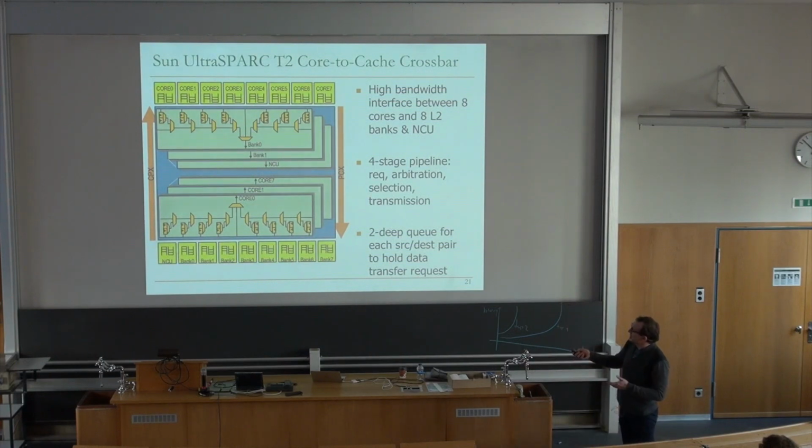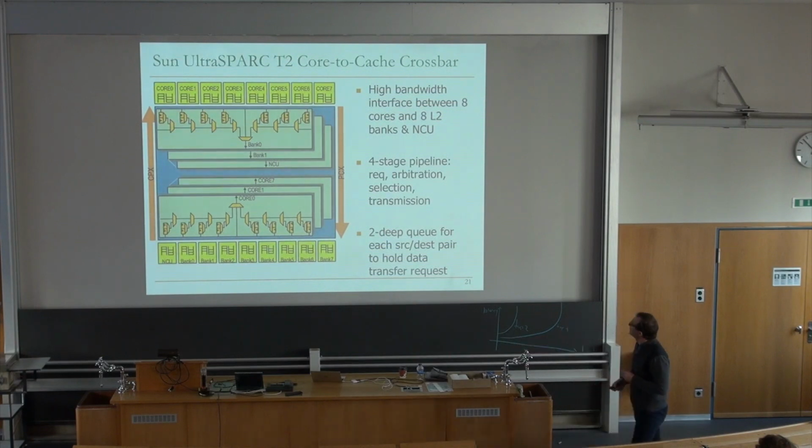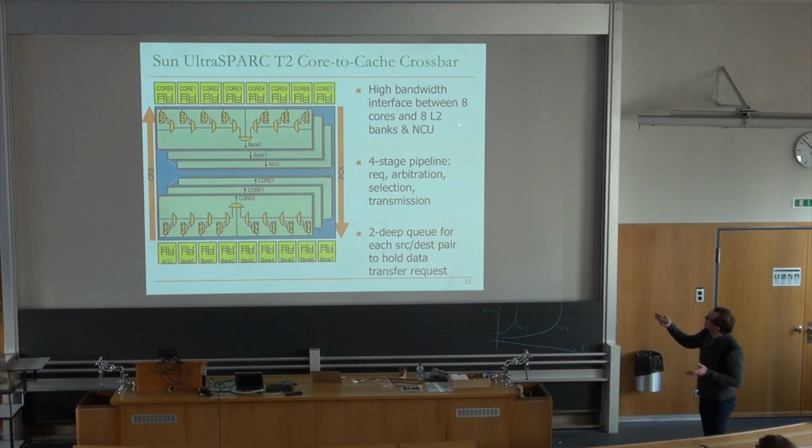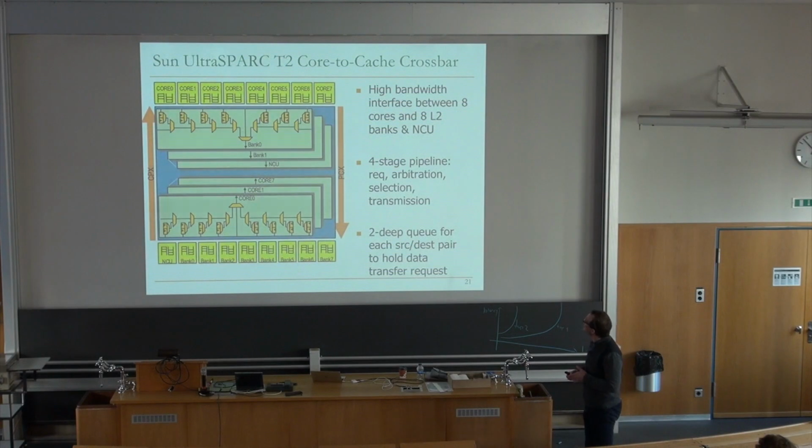And this is the other side. You have this arbiter for every bank, and also the non-cacheable unit. You also have the other way, which is banks need to communicate back to the cores, so you have the arbitration on the other way as well, going to different cores. For each core, you have a different arbiter. As you can see, you have 8 cores, 8 L2 banks, and 1 non-cacheable unit. So it's an 8 by 9 crossbar, I think.